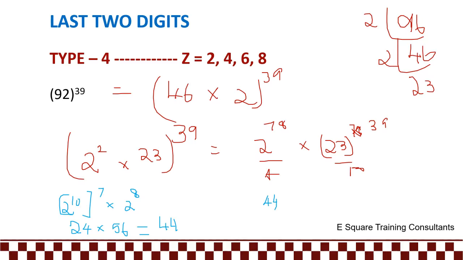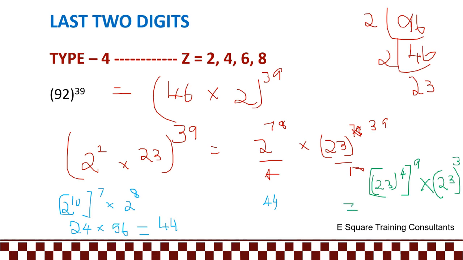So let's try calculating 23 raised to 39. So 3 power, this comes under type 2. 3 power 4 is going to give us 1 in the units place. So you can write 23 power 39 as 23 to the whole power 4 into 9, which is 36, and you still have 3 left. So I'll write 23 cube. 4 nines are 36, 36 plus 3 is 39.